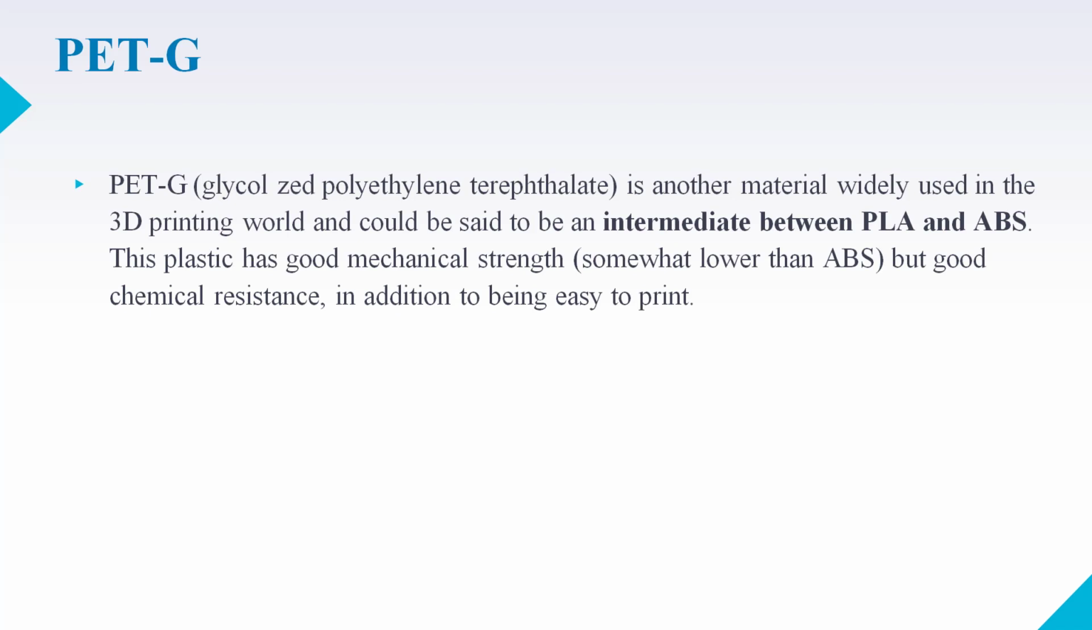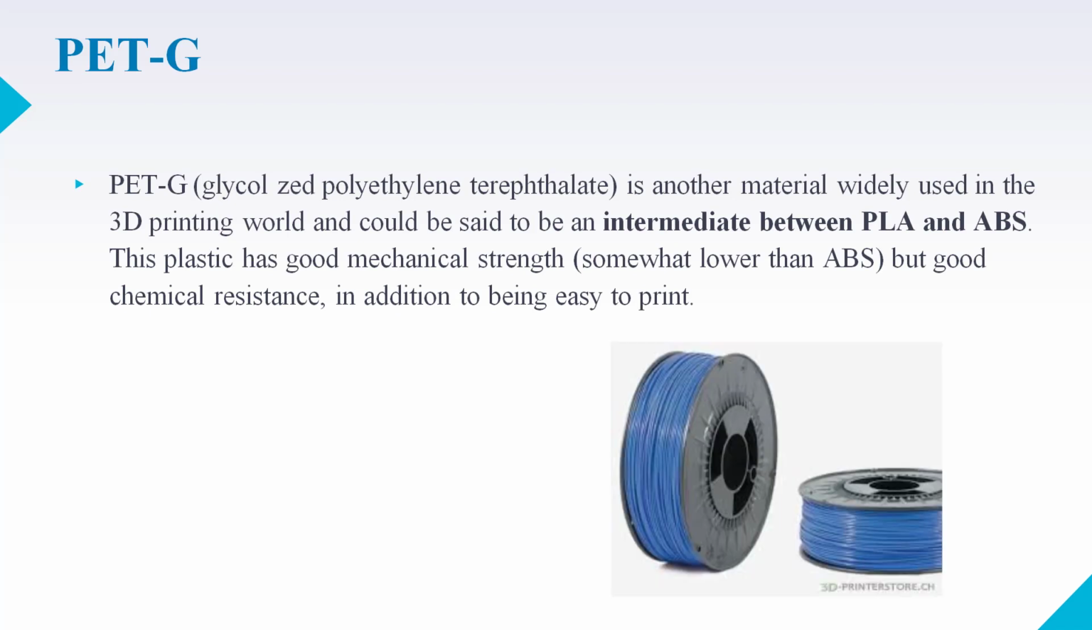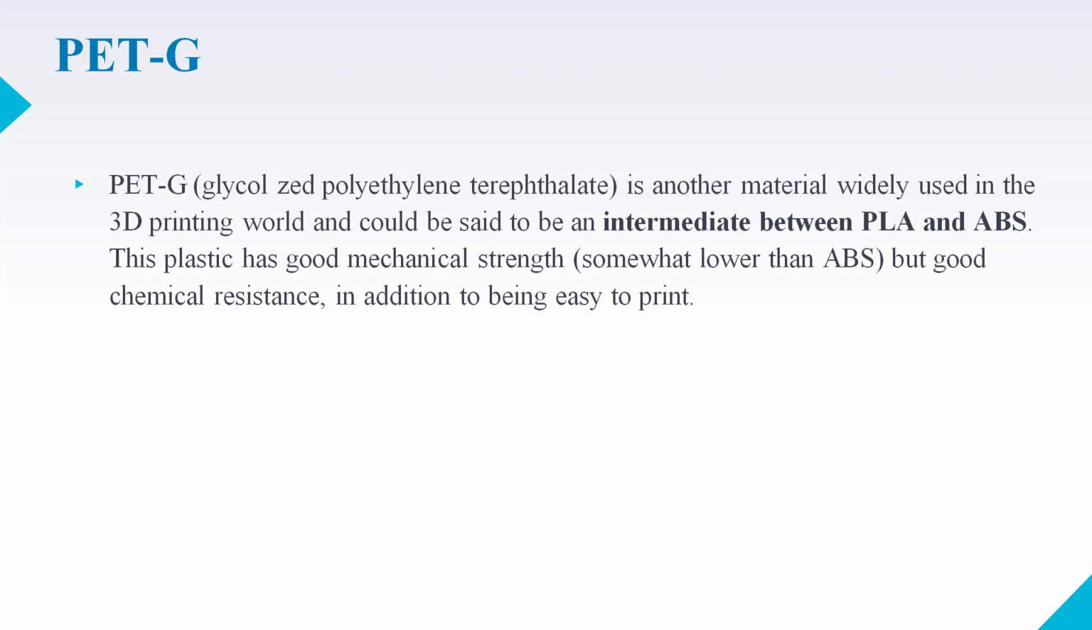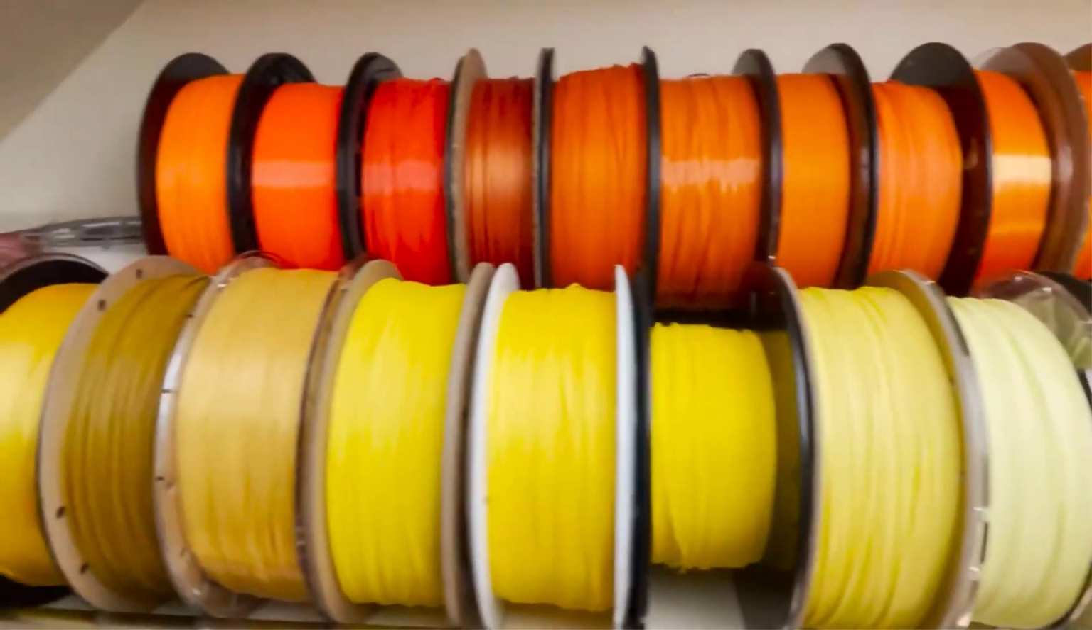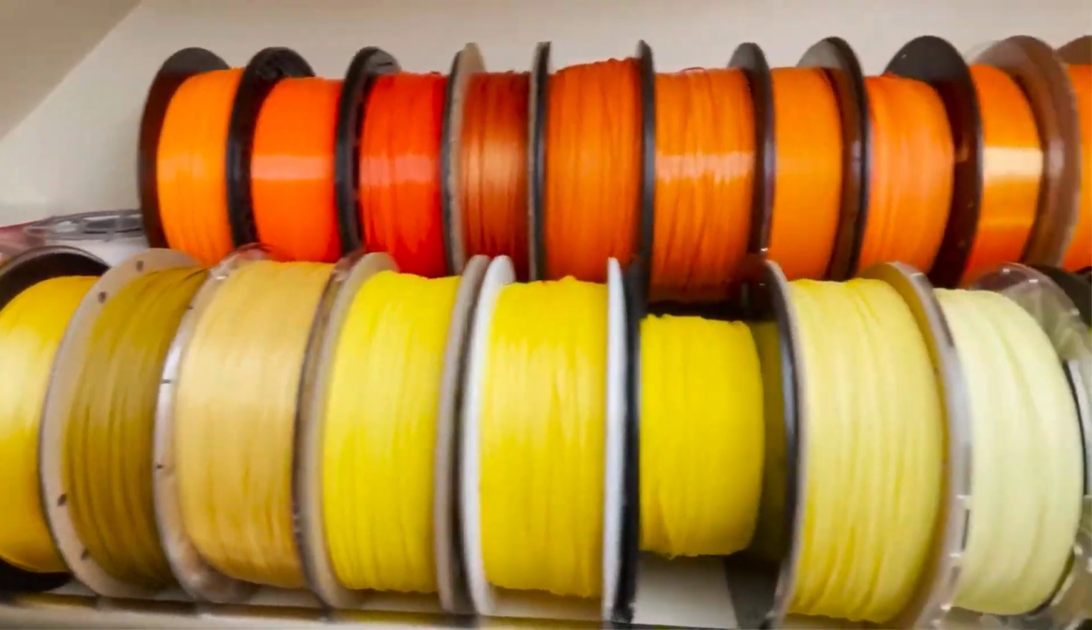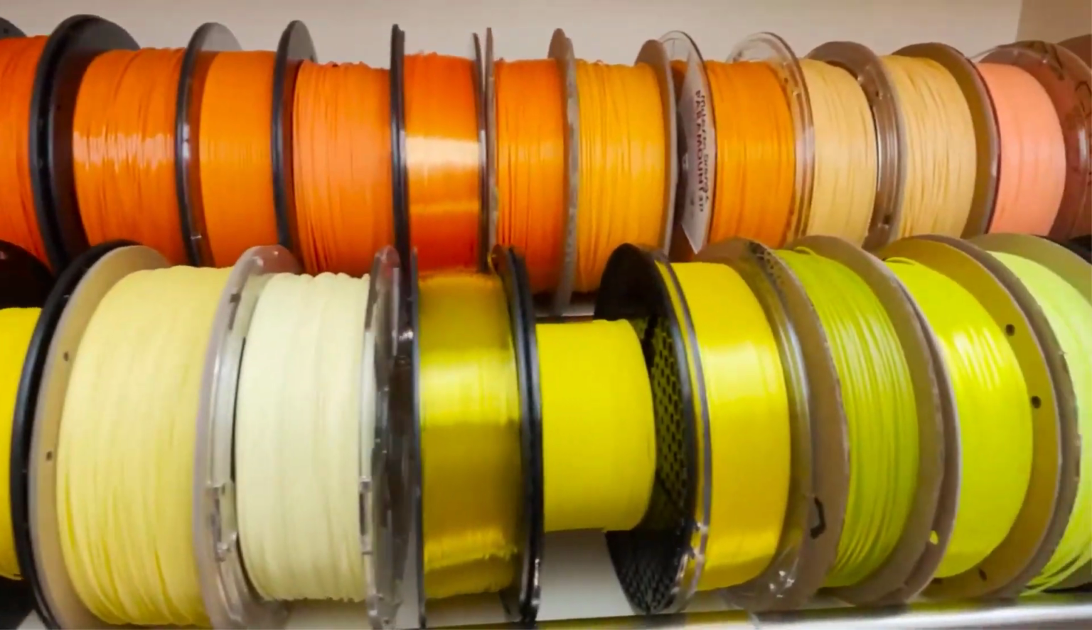After ABS, the third one is PETG. PETG is another popular material used in the 3D printing industry. If you talk about the strength of PETG, it is stronger than PLA but less strong than ABS, so it is intermediate between PLA and ABS. This plastic has good mechanical strength, somewhat lower than ABS but greater than PLA, and good chemical resistance in addition to being easy to print.